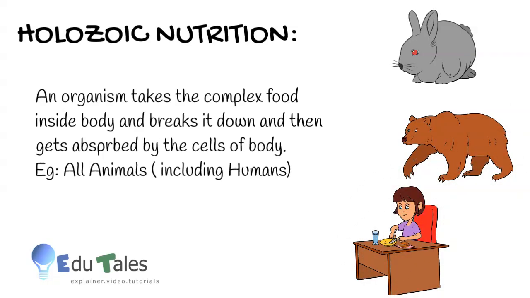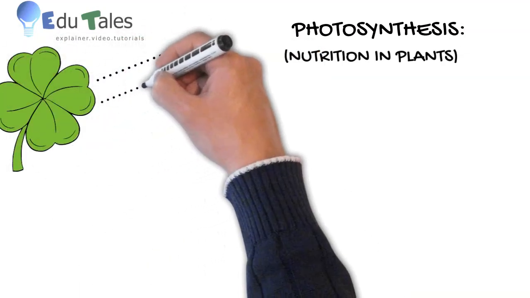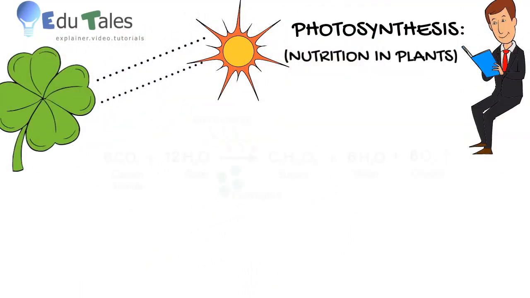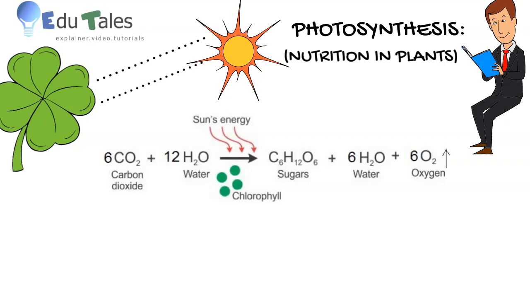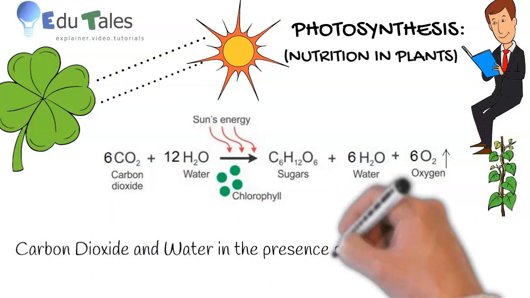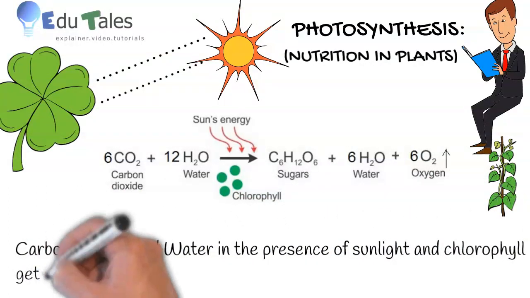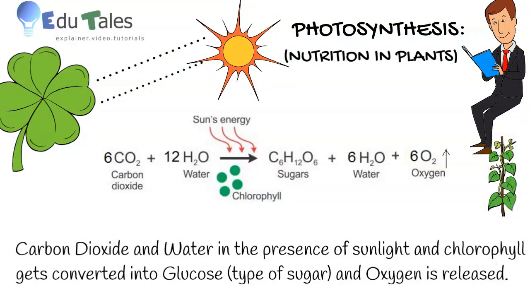So now, let us move on to nutrition in plants. It occurs through photosynthesis. Let us recall it. When 6 molecules of CO2 reacts with 12 molecules of H2O in presence of sunlight and chlorophyll from green leaves of plant, it gets converted into glucose, that is C6H12O6 plus 6 molecules of water and 6 molecules of O2 is released in the air. Carbon dioxide and water in the presence of sunlight and chlorophyll gets converted into glucose and oxygen is released.